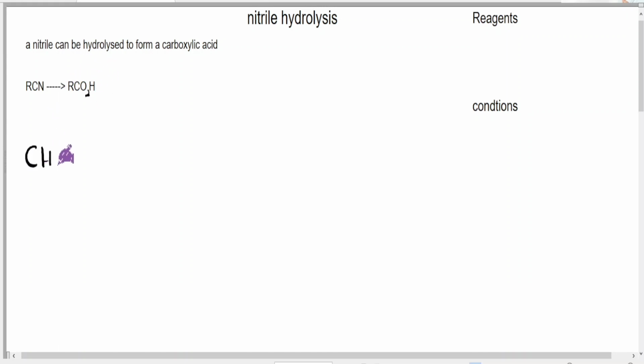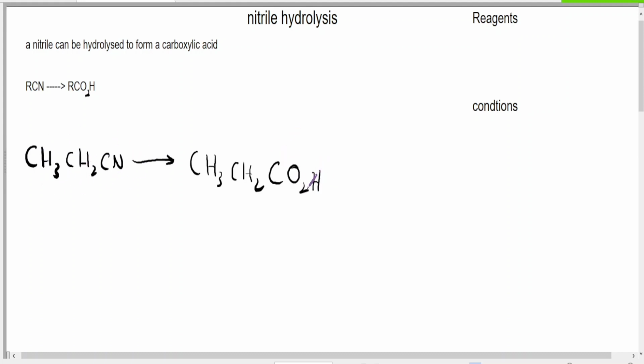So let's say I have CH3, CH2 and CN. Now this CN makes this compound a nitrile. So nitriles under certain conditions would hydrolyze to get you CH3, CH2, the same compound, the same R chain right here, but this CN becomes CO2H now.